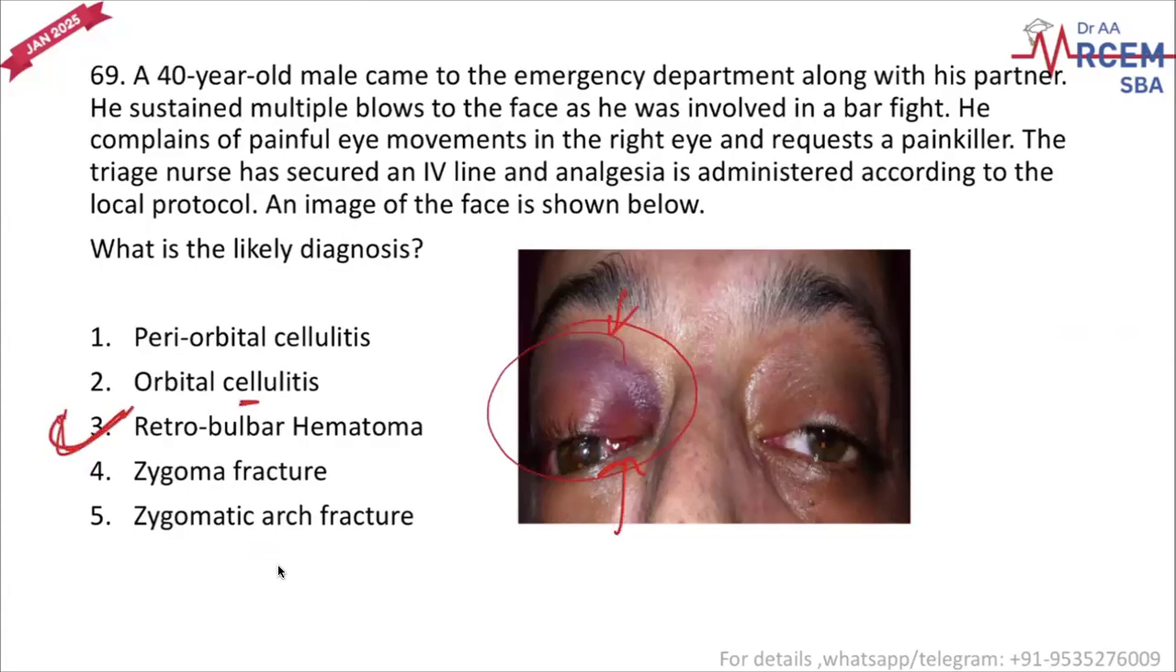Can it be an orbital cellulitis? Unlikely. Do not choose orbital cellulitis in a setting of trauma. In a setting of trauma, always think of retrobulbar hematoma. If there is no trauma and this is the presentation, then you can think of an orbital cellulitis where the presentation will be quite similar. Painful eye movements will be present, proptosis can be present. But orbital cellulitis you need to suspect in a non-traumatic case.